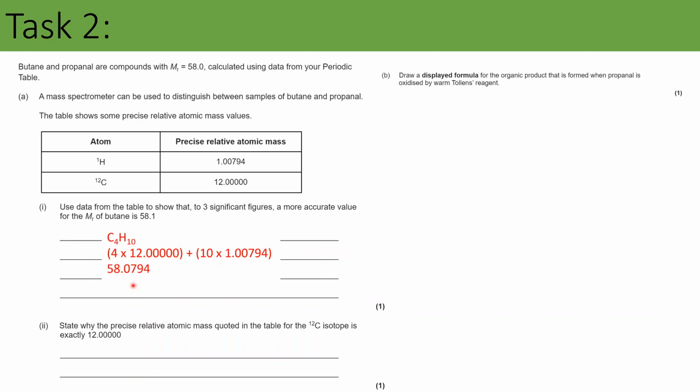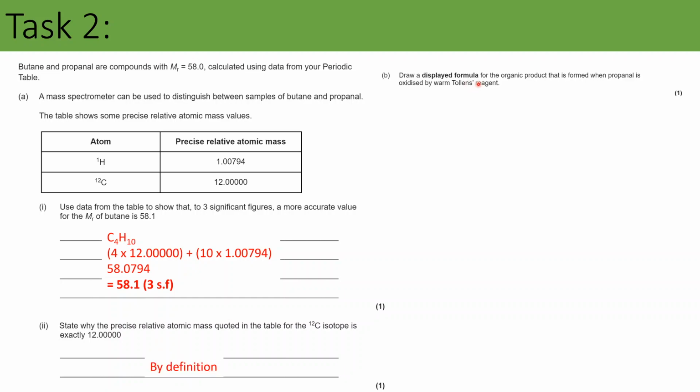Okay, when we calculate that, we get 58.0794. I got 0 on the end there, yeah. Okay, so 58.0794, and then we're going to show that that rounds to 58.1 as 3 significant figures. Everything I have written here is needed for that 1 mark. This is how you answer questions on precise relative atomic mass. Write the molecular formula, show the working using the values they've given you, show the answer you got, and then show you rounding that to the number of significant figures that is requested. I told you about this question, why the precise relative atomic mass for carbon is exactly 12. Well, it's by definition. Carbon is 12 by definition.